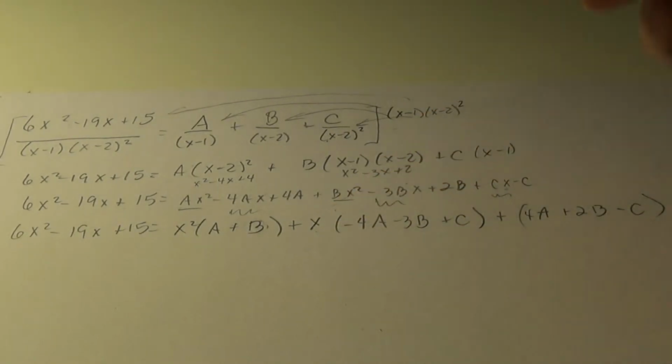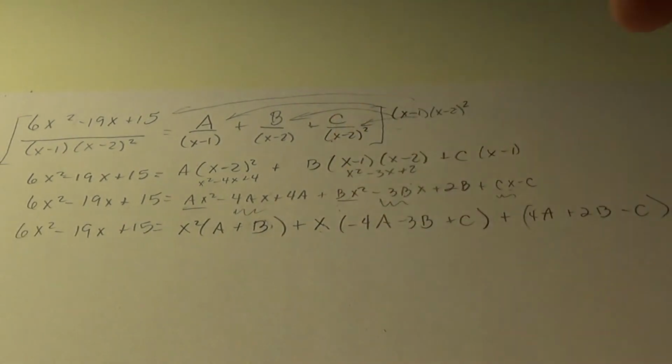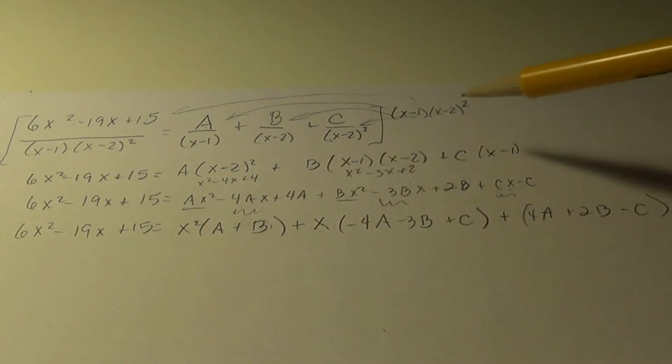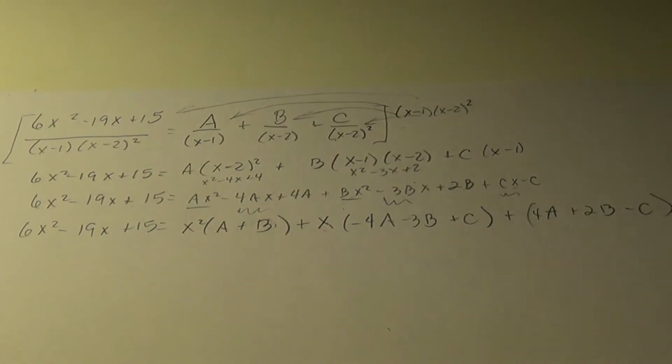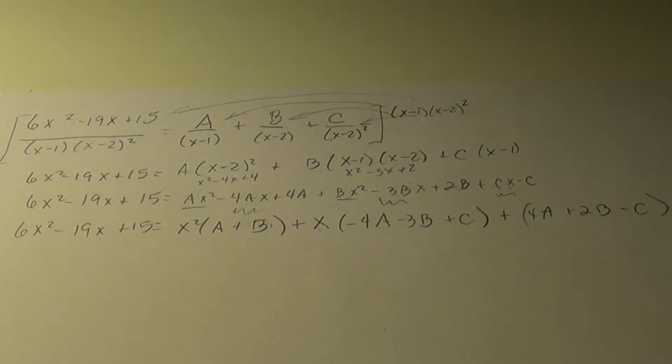And that's what it looks like when I grouped those together and factored out an x. And then the constants that were left without an x term are 4a, 2b, and a minus c. All right, so you might say, this looks like a lot of work, but we're pretty much home free now.